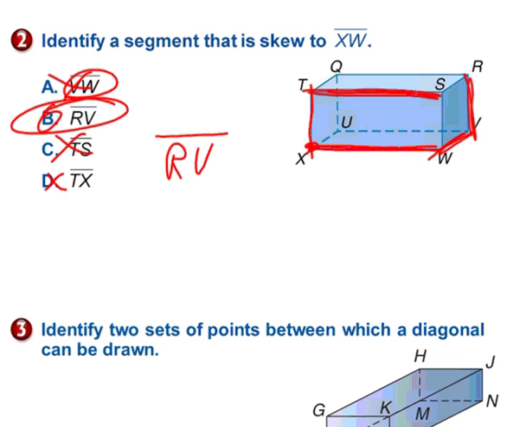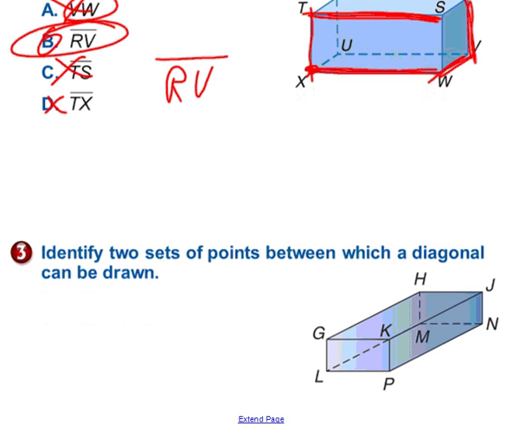Identify two sets of points between which a diagonal can be drawn. If you look back to our definition of a diagonal, it is two opposite points on opposite planes. So GN would be one diagonal. Another diagonal would be HP.